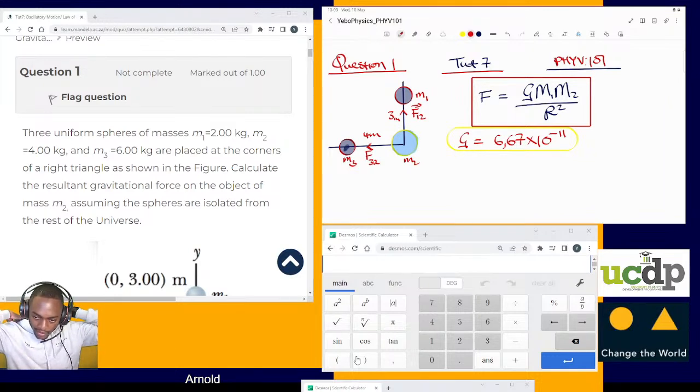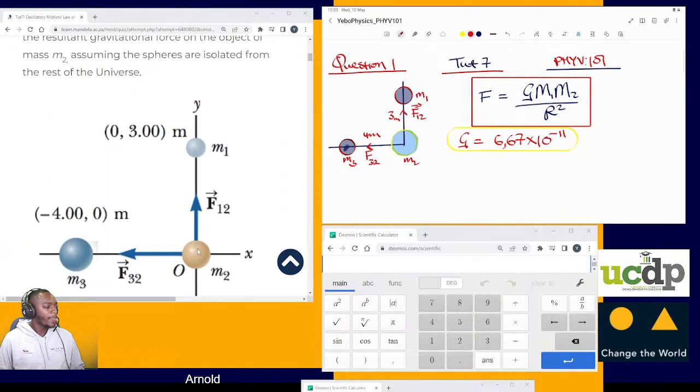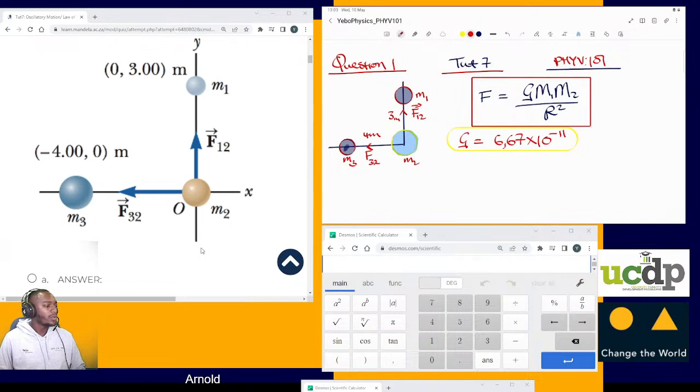So we have been given 3 spheres, or 3 masses, M1, M2, and M3. And there is a sketch that is going to help us. The force F12 is an upward force, which is the force between M1 and M2, and the force between M3 and M2 is in the negative x direction, while the force F1 on 2 is in the positive y direction, which is the positive j direction.